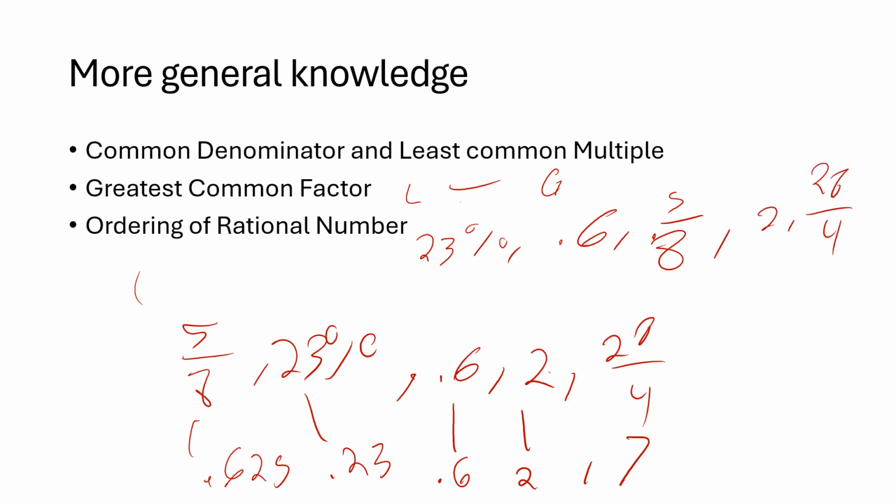Then you convert them back into the way that they were originally written. Anytime you're ordering rational numbers, try to get them all in one format. So in this case, get them all in decimal format, and it should be pretty fine. You're not really going to see it as much, but it's on the safe side.